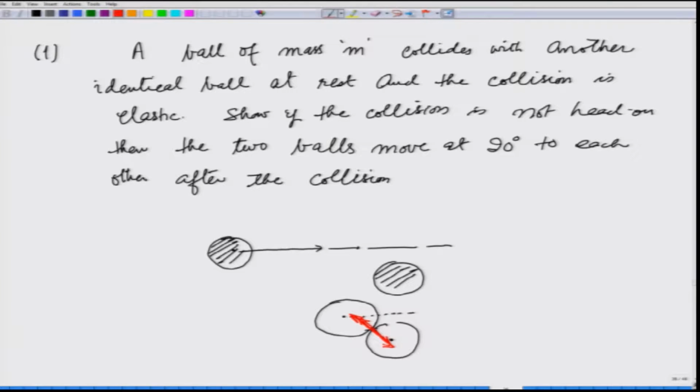Since ball 2 was initially at rest, it is going to move exactly in the direction of the force. Ball 1, which was coming in, experiences an impulse like this, and therefore, its momentum, which was in the direction to the right, is going to change a bit, and it is going to move like this. So, finally, the picture that emerges is that one ball is moving like this and the other ball is moving like this, and this angle we want to show is 90 degrees. This problem can be solved using the principle of conservation of momentum and principle of conservation of energy.